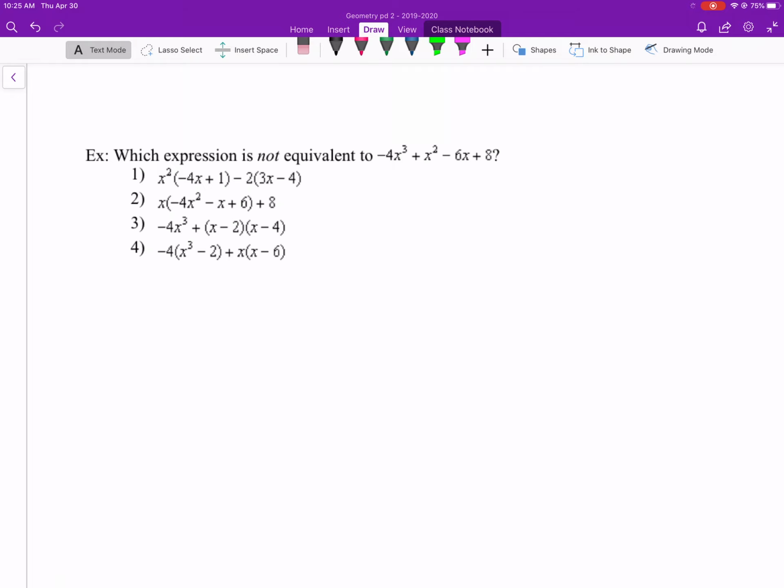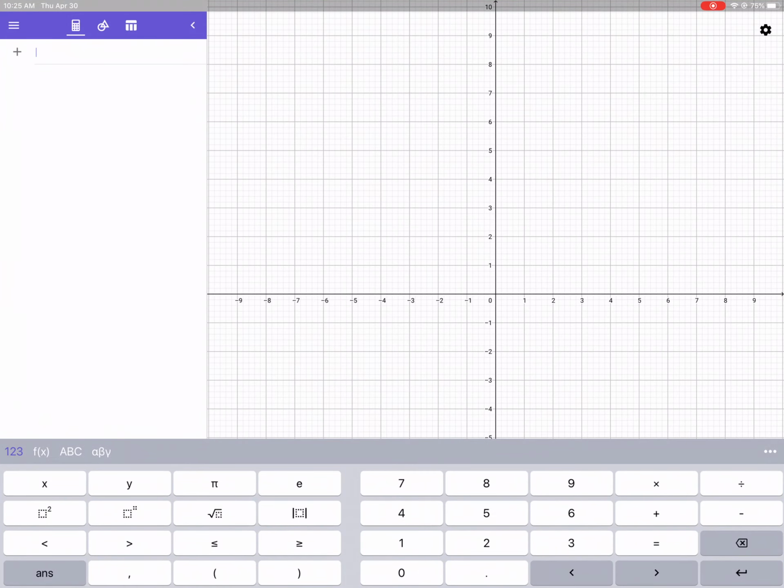So what we're going to do here, we're going to type in the given, and we're also going to type in those answer choices. So get your GeoGebra ready. The original is negative 4x to the third power plus x squared minus 6x plus 8. You see that red line? You got your graph. Great.